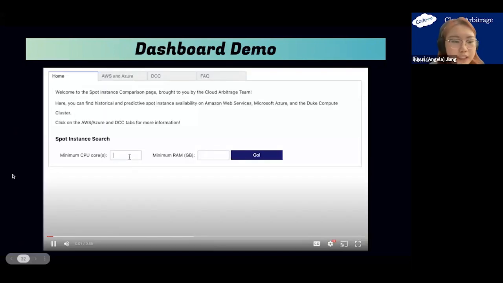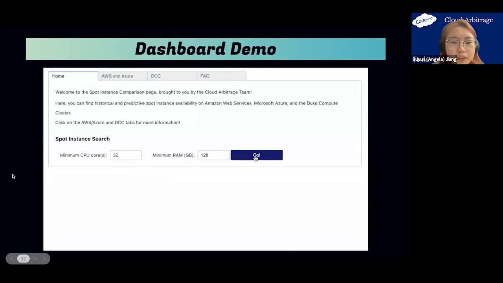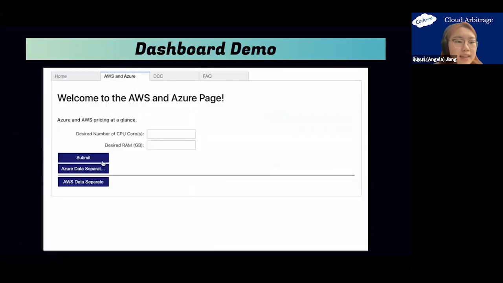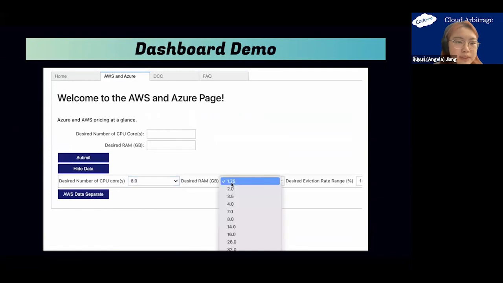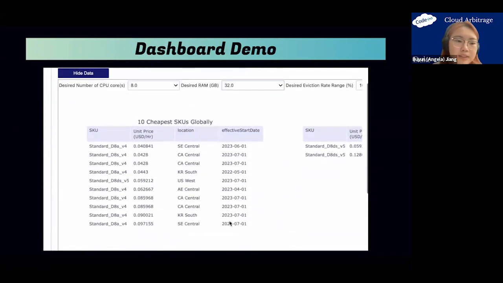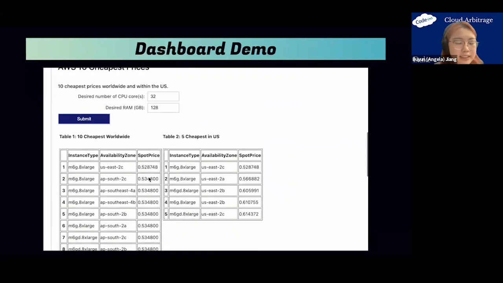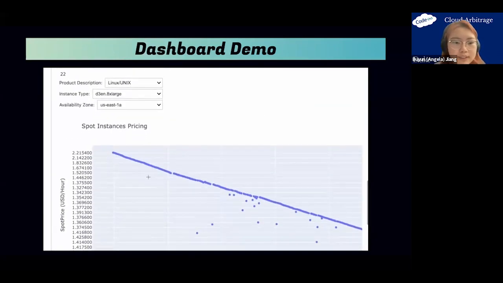So we now have 4 tabs on our dashboard. This is our homepage, which shows all 3 cloud providers that we have looked into. And then there's an individual page for AWS and Azure. And you can put in CPU cores and desired RAM, and it outputs all the visualizations that we talked about in previous slides.